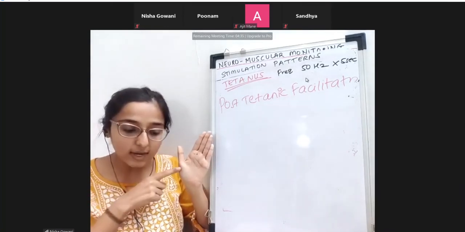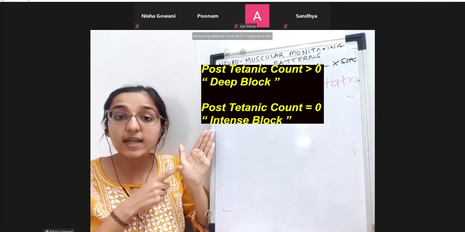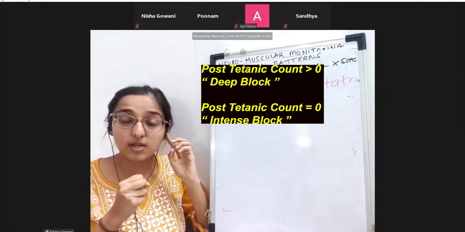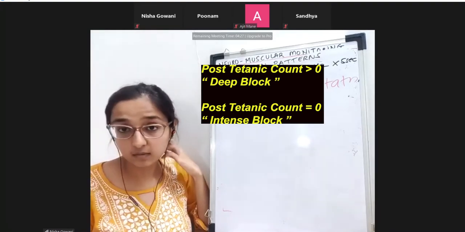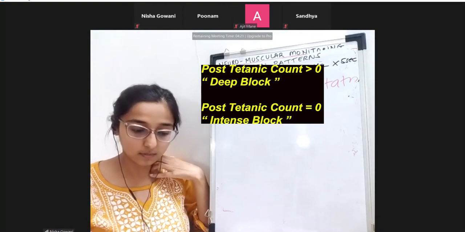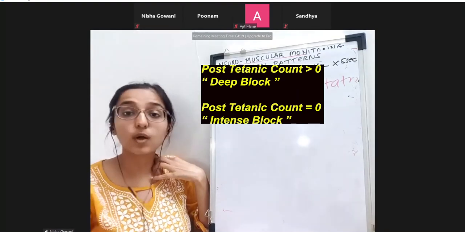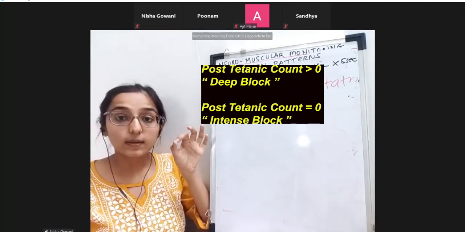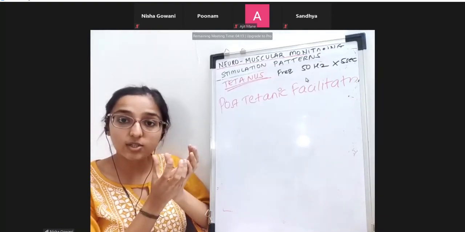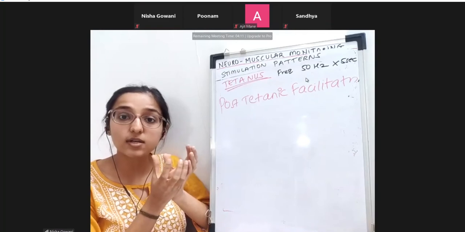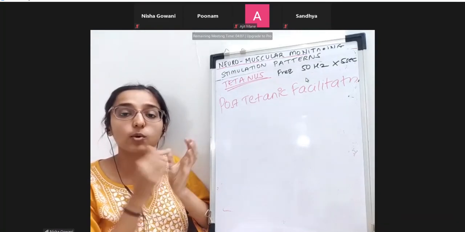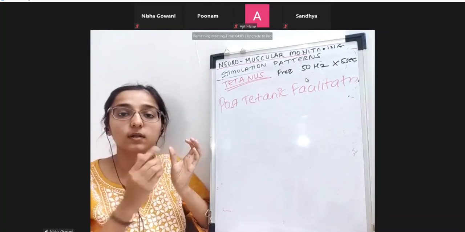So post-tetanic count, what is the use of this? It tells you about deep block, which means a block is very deep. It is for 2 minutes because the collection of acetylcholine in that junction is in high concentration for 2 minutes. So within that time, you have to press that single twitch.